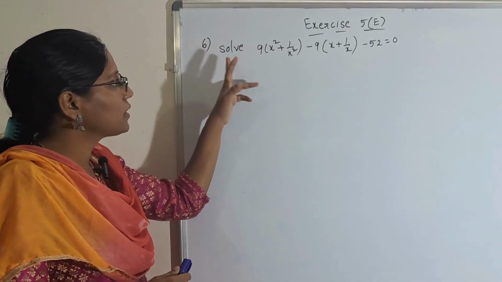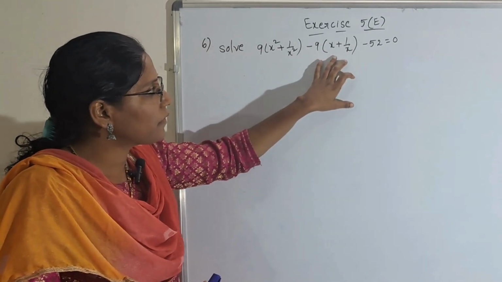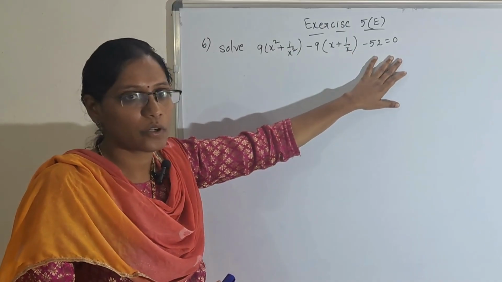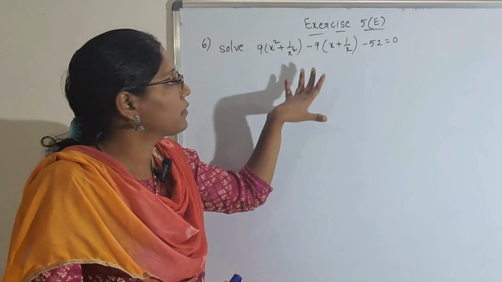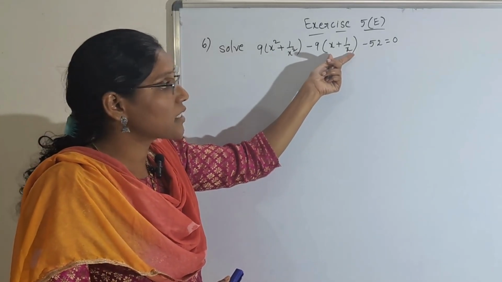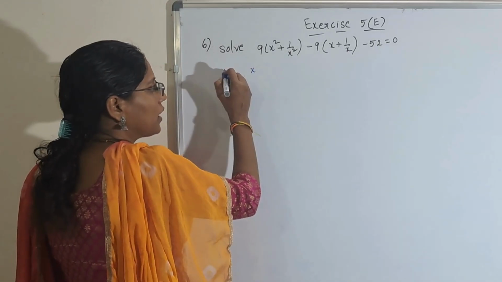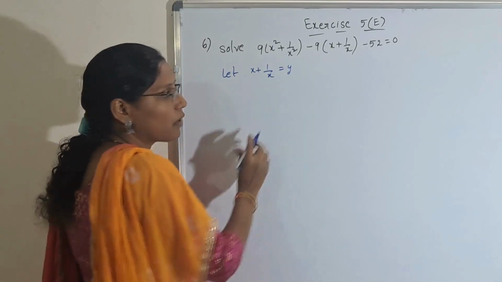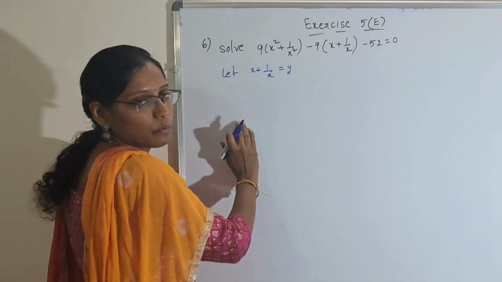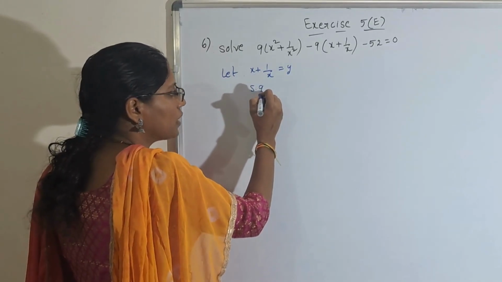Next, the sixth one: solve 9 of (x square plus 1 by x square) minus 9 of (x plus 1 by x) minus 52 equal to 0. We have observed that here both brackets are different. First we have to take x plus 1 by x is equal to some y. We have to take x plus 1 by x equal to some y. Squaring on both sides, because we need this value.